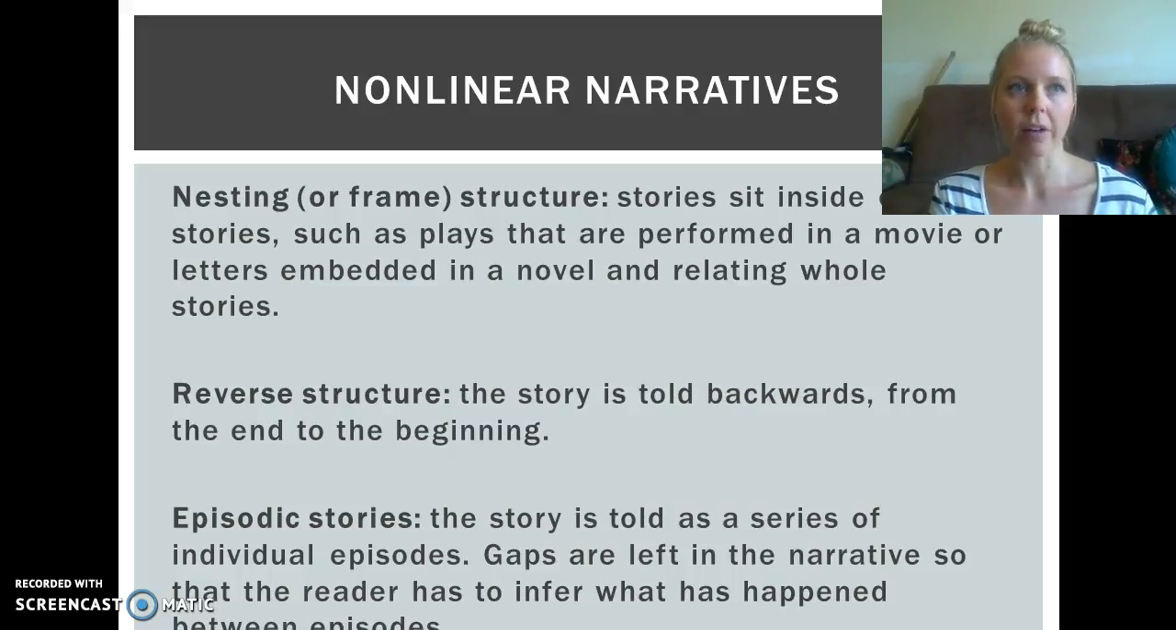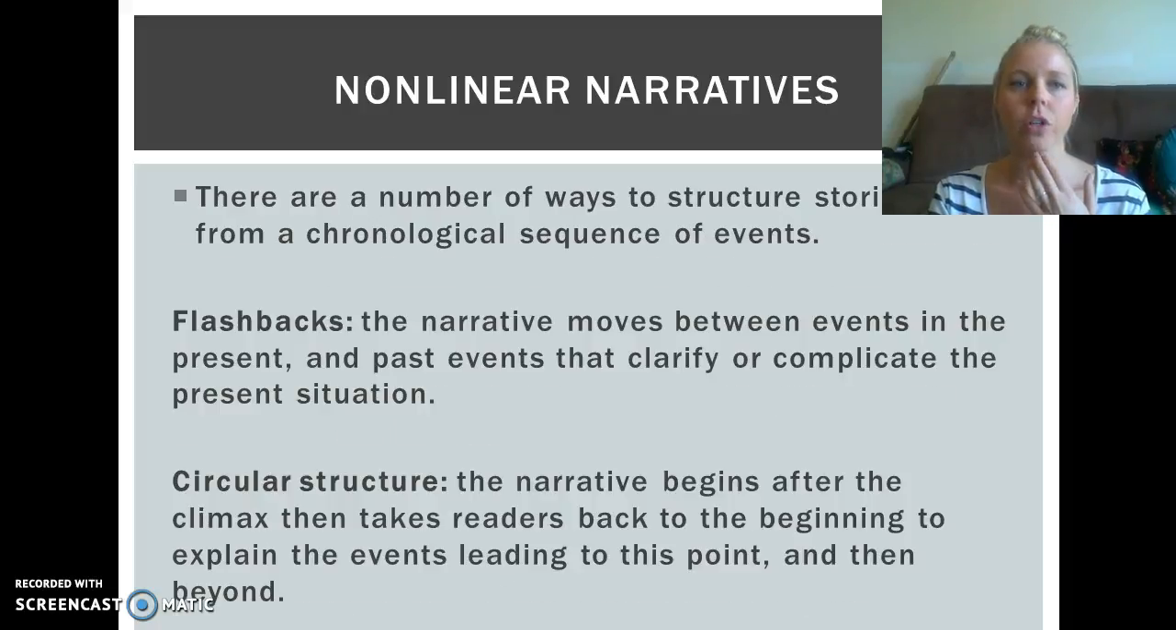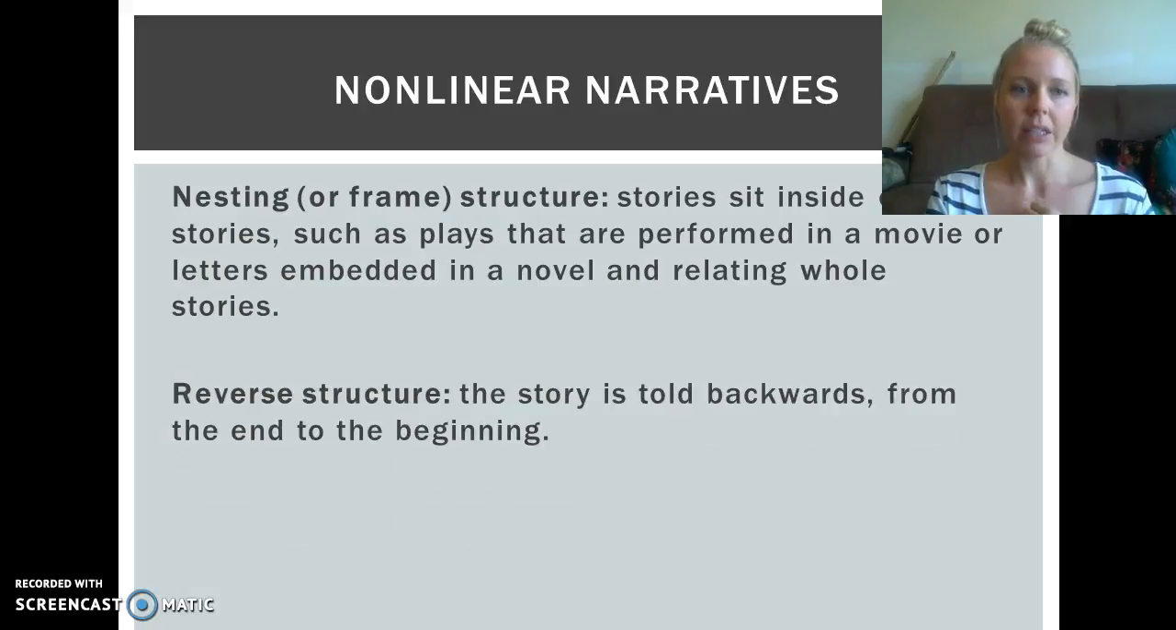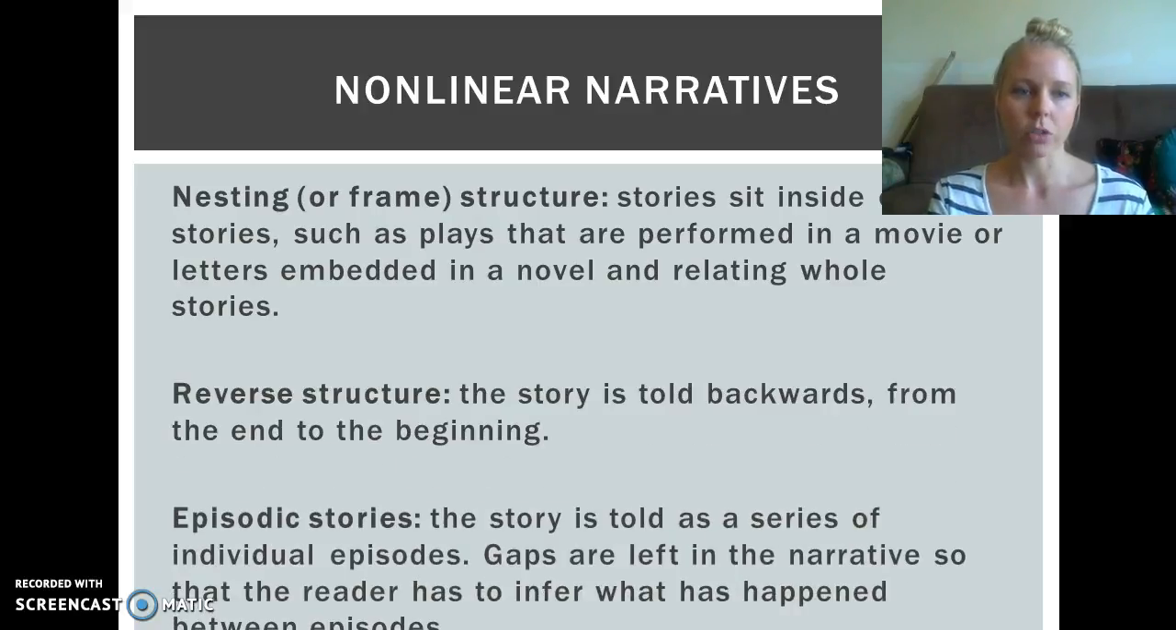You might tell part of the story and then pick up 6 months down the track. Each time you might leave a 6-month gap. You could leave a year gap or a month, or you could flick between the seasons or something like that to have kind of snapshots of the story, and the reader has to work out how to link them together. So there are 5 options that you could choose: the flashbacks, the circular structure, nesting, reverse structure, and episodic stories.